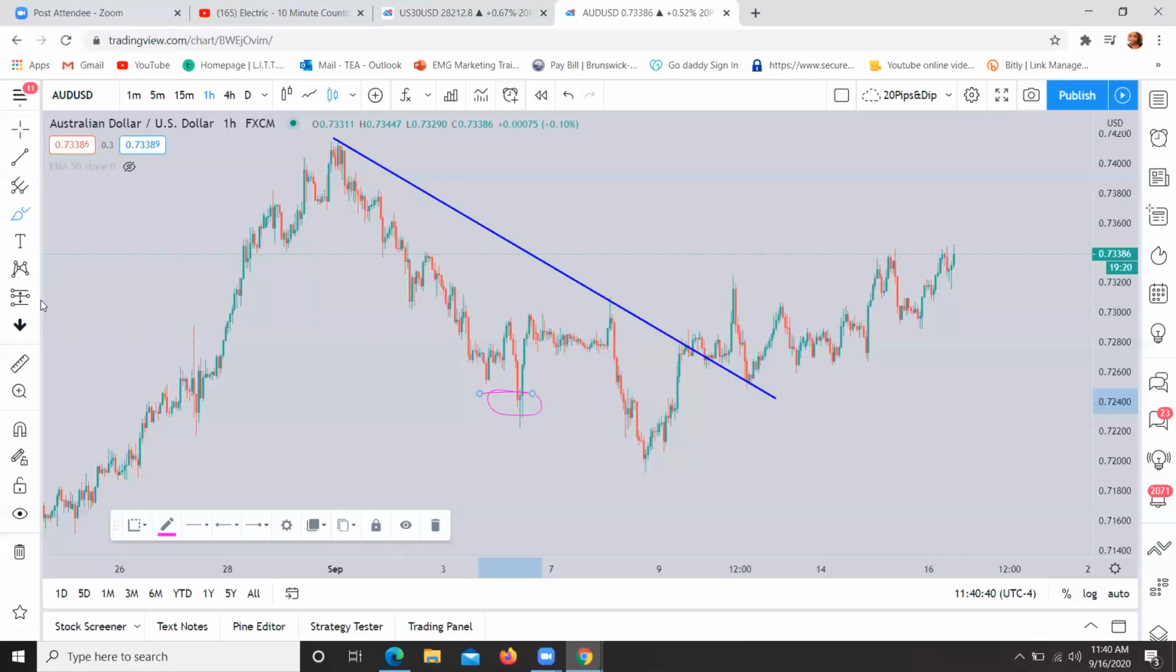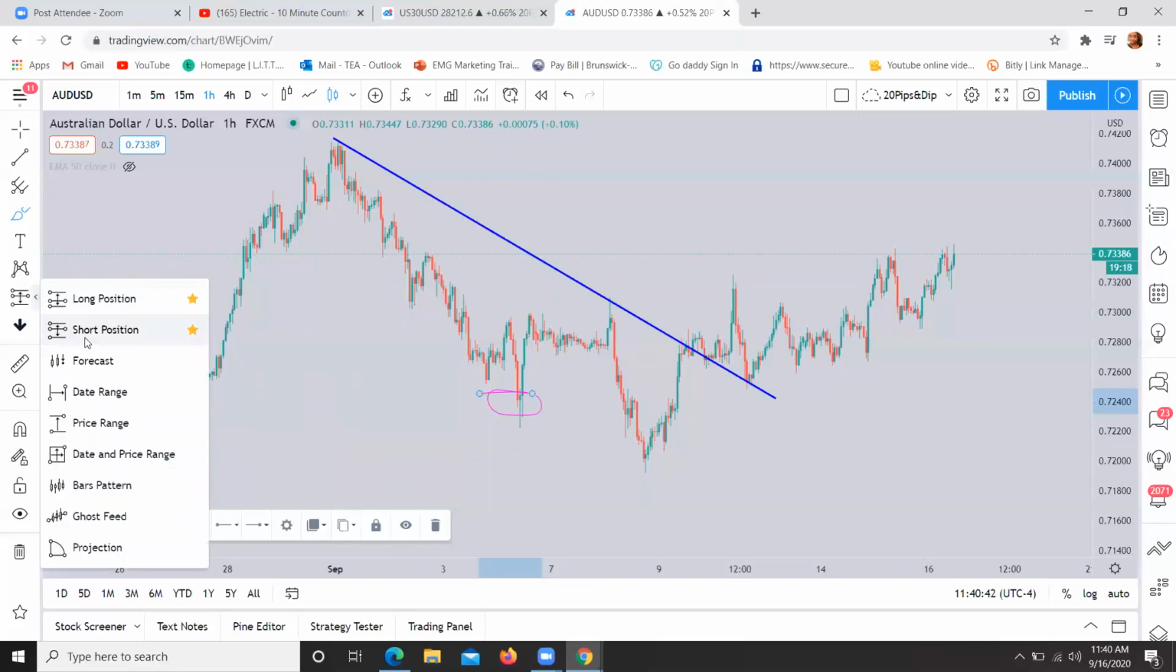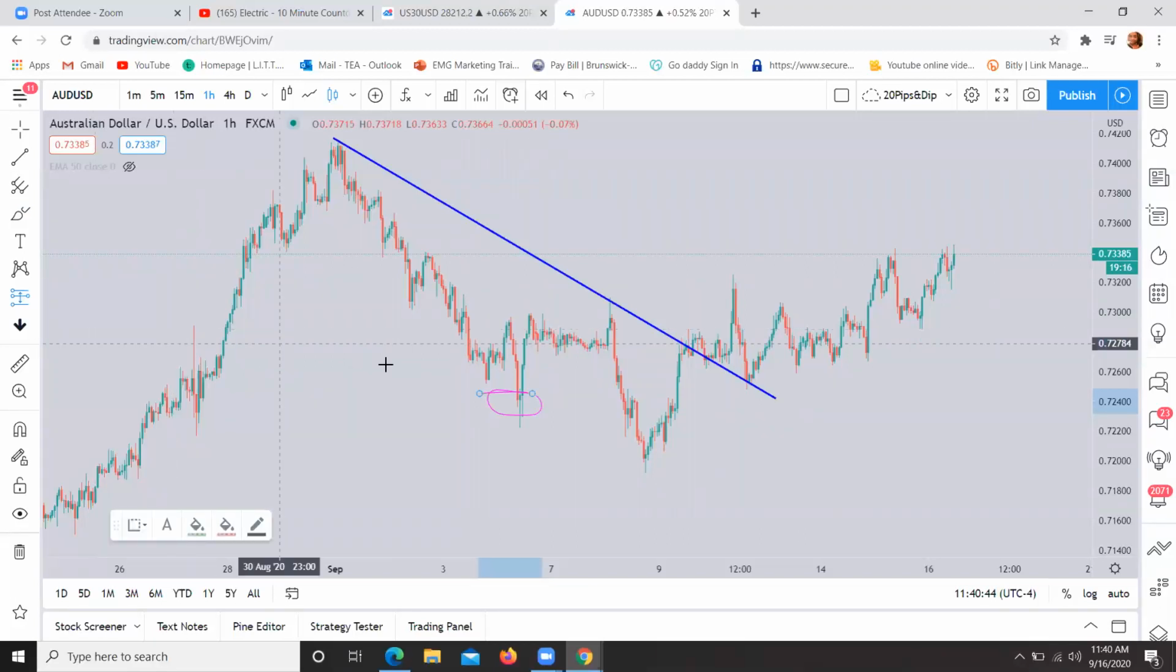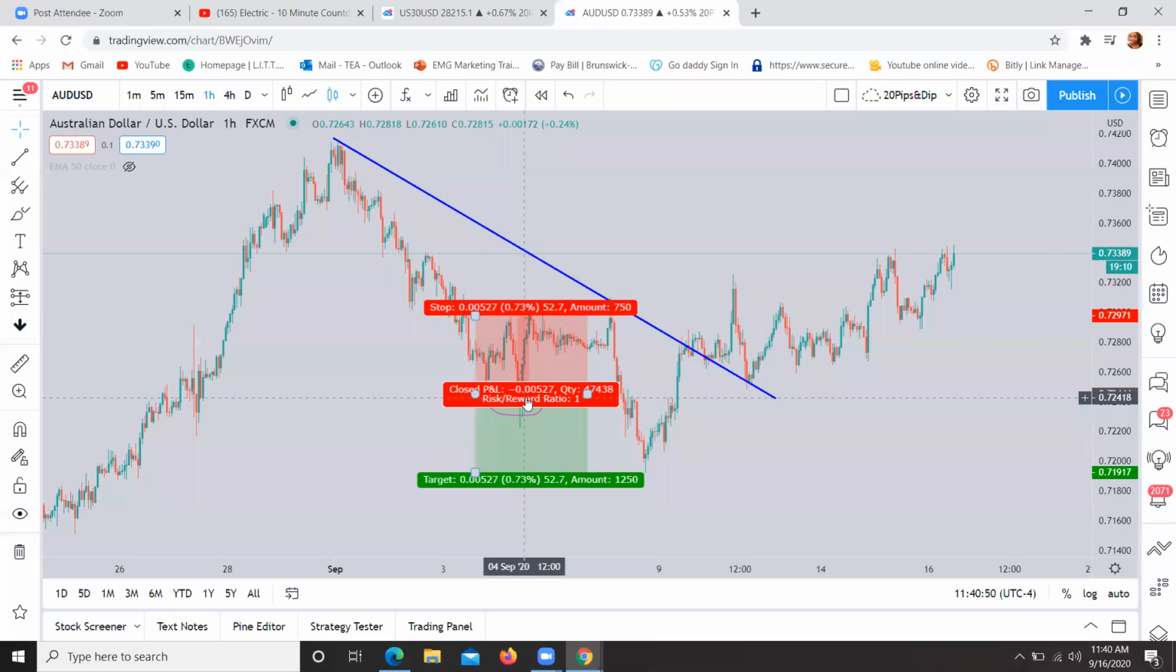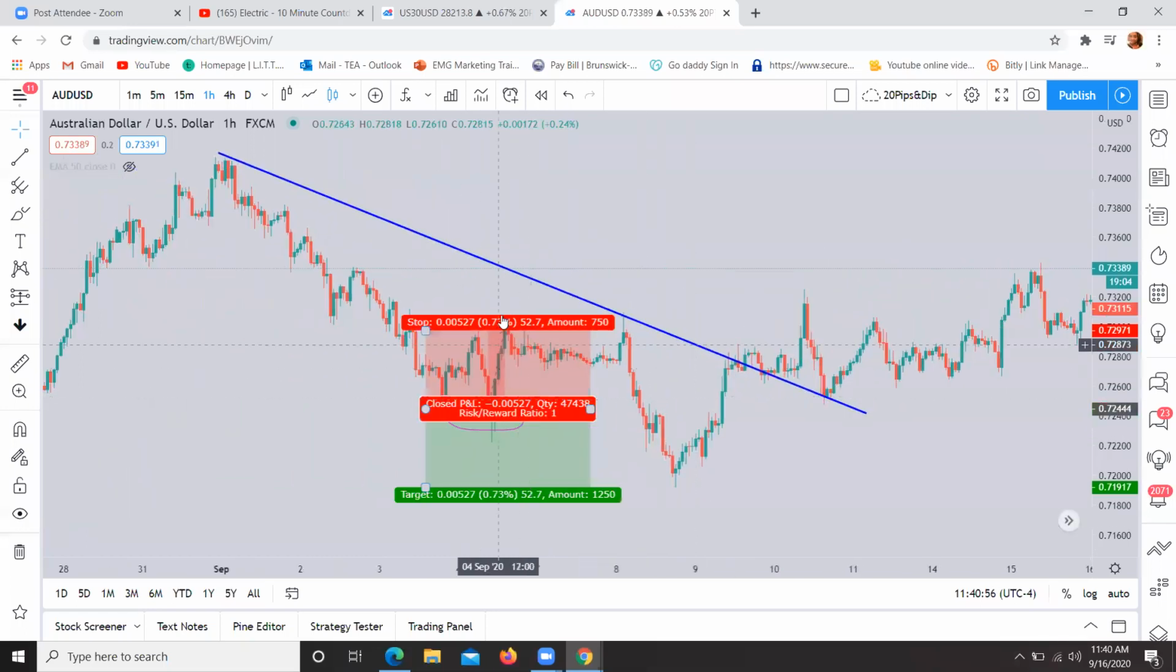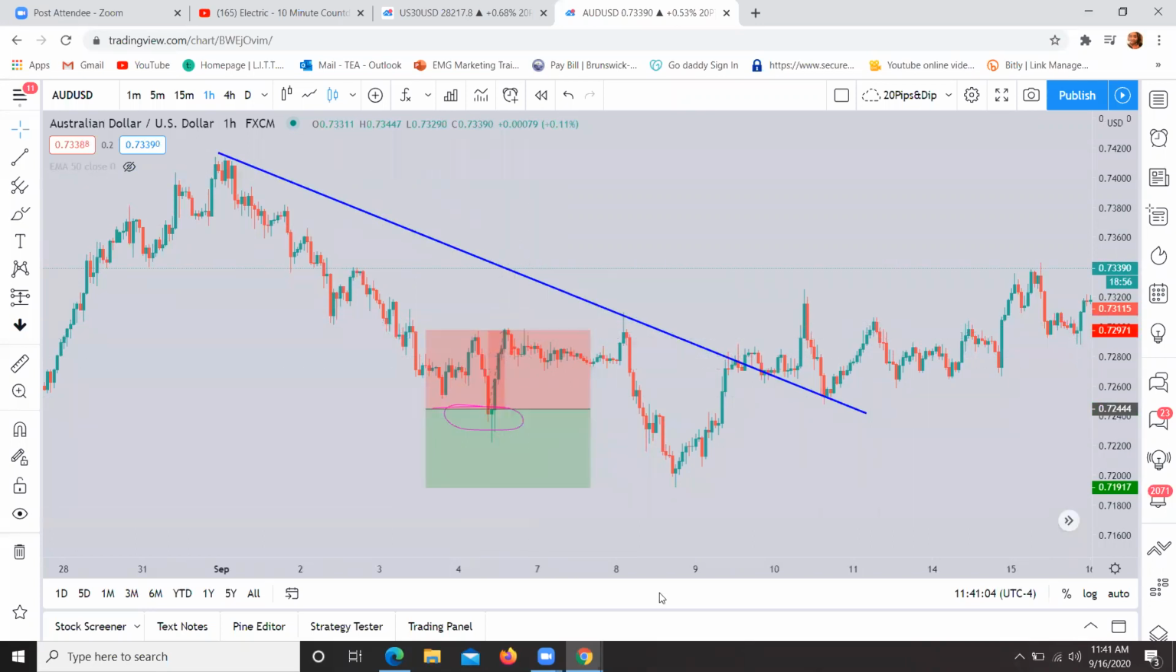Let me show you what this looks like with the tool. I put in a sell here, and I'm not in a place where I should be selling this market, and then boom, price hits my stop loss. Exactly, Amber. No money is being made in these type of trades.